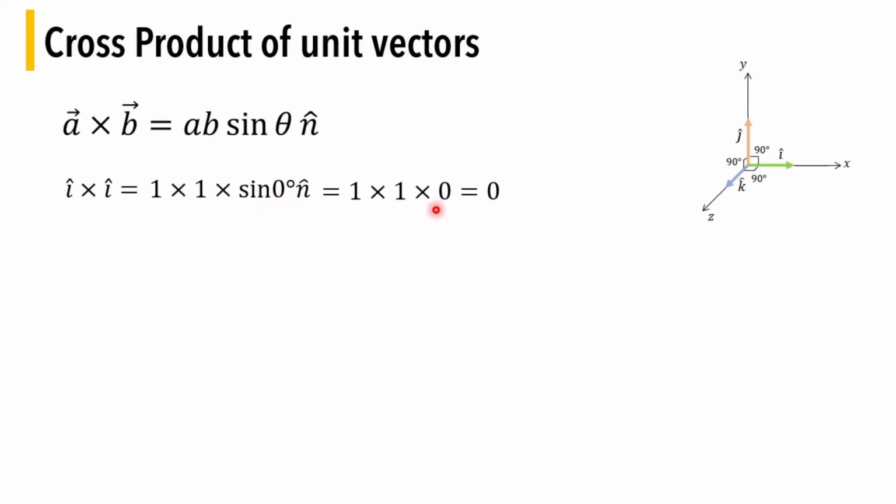Now let's find the cross product between i and j, two orthogonal unit vectors, or unit vectors which are perpendicular to each other. Same thing: the magnitude of i is 1, the magnitude of j is also 1, but the angle theta between i and j is 90 degrees. So we write like this: sine of 90 is equal to 1, and n should be in the direction of k. How? In cross product, the method of finding the direction is using the right hand rule.